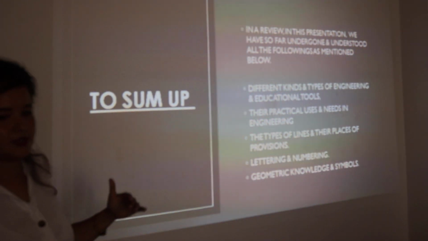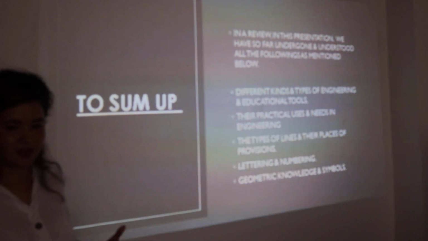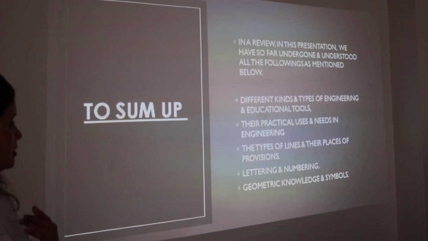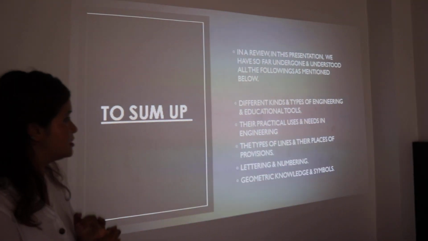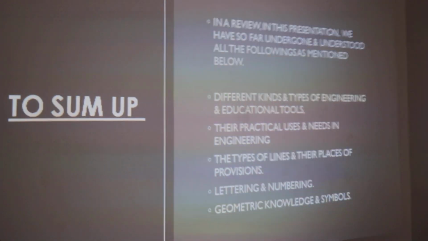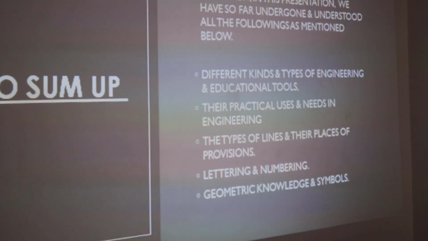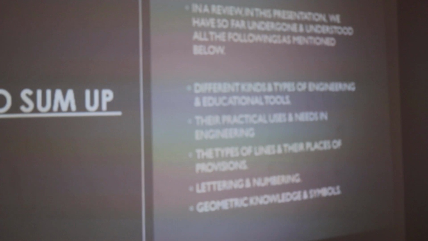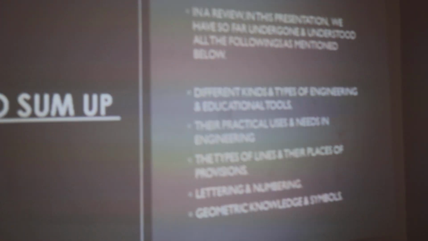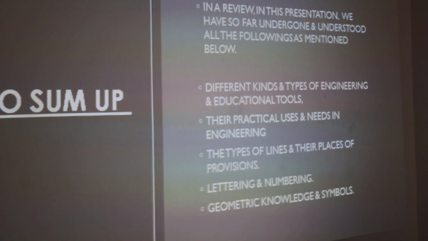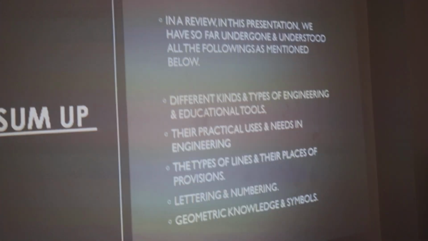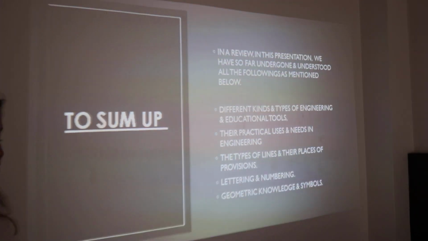To sum up this chapter, we have studied the different kinds of tools for engineering drawing, the practical uses and need in engineering, the types of lines and their provisions, lettering and numbering, and geometric symbols.